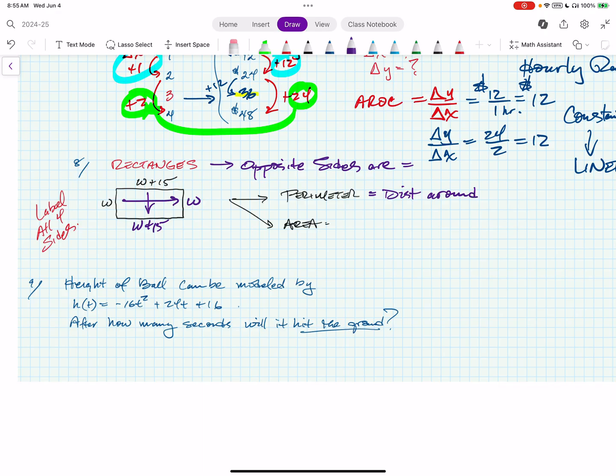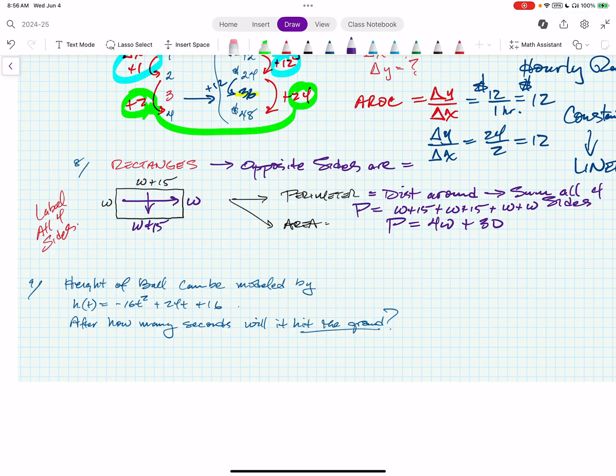And then how do you find that? Well, you sum all sides. Sum all 4 side lengths. That's all you do. So the perimeter P here in this case would be w plus 15 plus the other opposite side, w plus 15 plus the 2 widths, w plus w. And so the perimeter in this case would be, let me see, there's 4 W's, and 15 plus 15 is 30, so 4W plus 30.